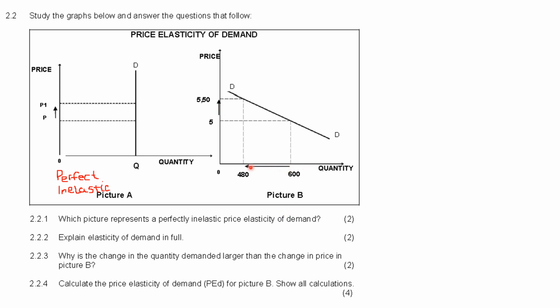So a small change in price has resulted in a big change in the quantity demanded. A small increase in price has resulted in a big drop in the quantity of goods and services that are going to be demanded. And this would mean that this graph is relatively elastic. So this graph here is relatively elastic. I'll just write elastic.